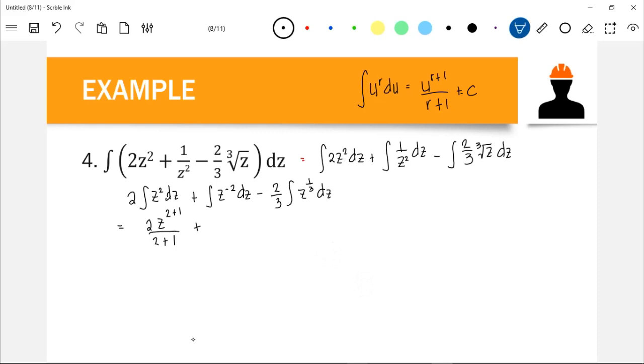We have 2 plus 1 over 2 plus 1. Plus, now this is also a power rule. In this case, our u here is z, this one is our r, and this one is our du, or just the derivative of our u. So we have u is z, our r is -2, that is z raised to -2 plus 1 over -2 plus 1. Then we have minus 2/3. This is still the power rule, correct? So we can still apply u^r du in this function. We have our u, that is z. Our r in that case is 1/3. Our du is the derivative of our u, that is dz. So we have z raised to 1/3 plus 1 over 1/3 plus 1. Then, don't forget the arbitrary constant c in the equation.